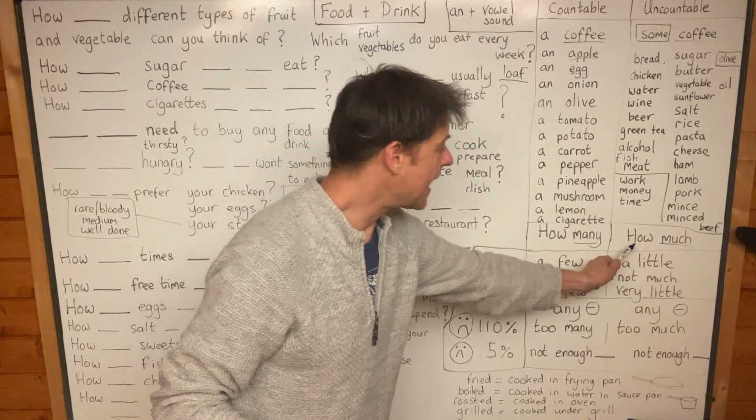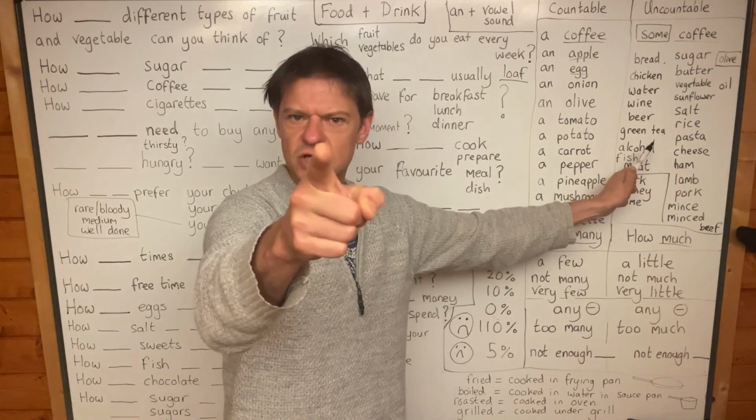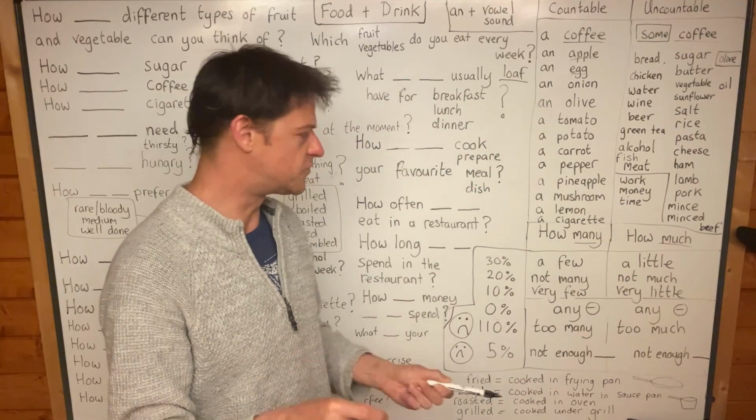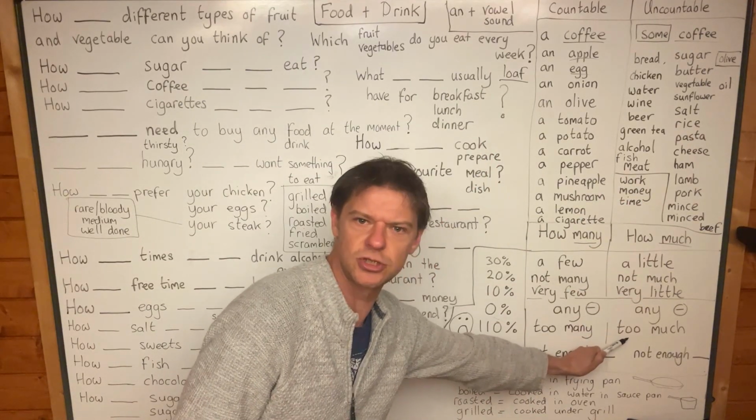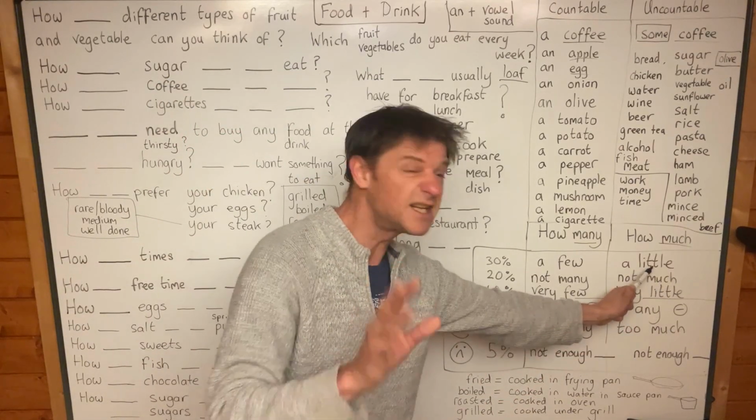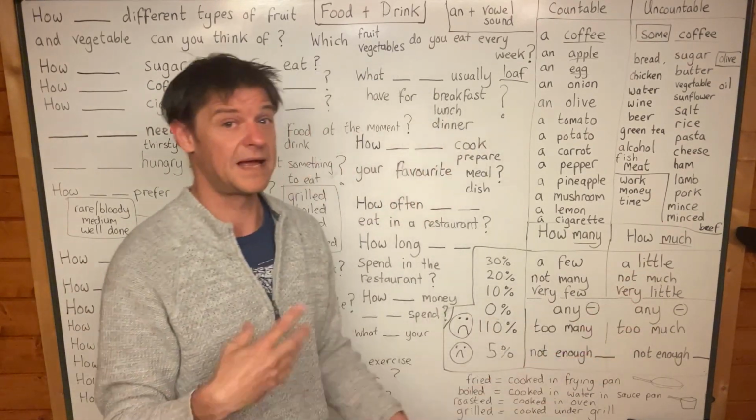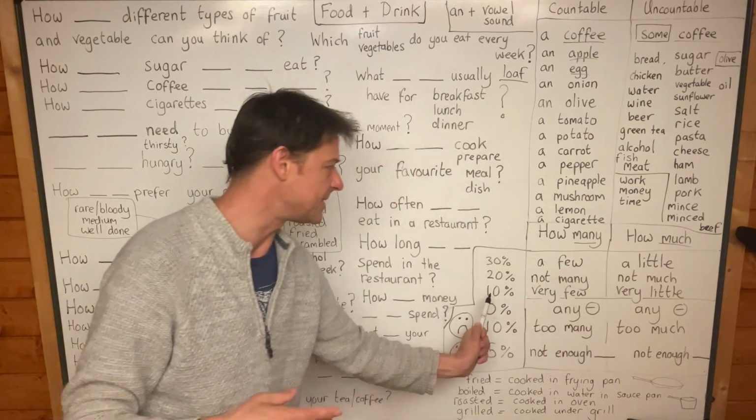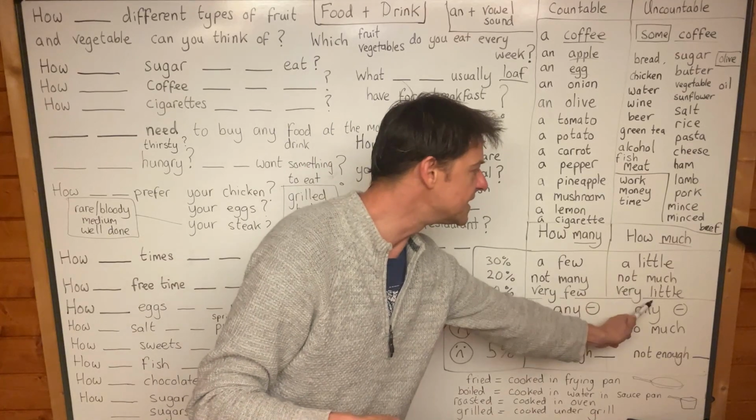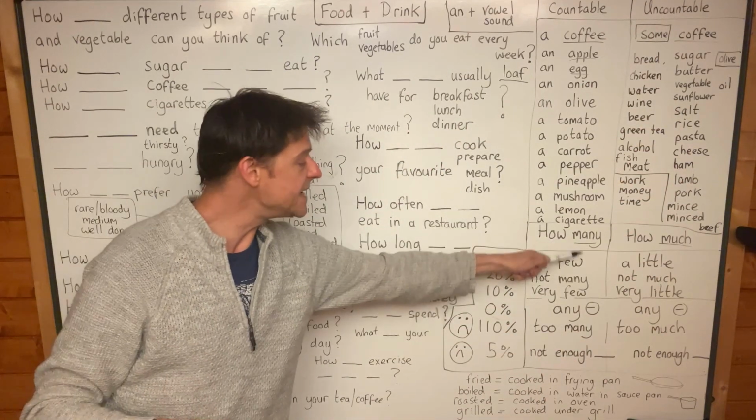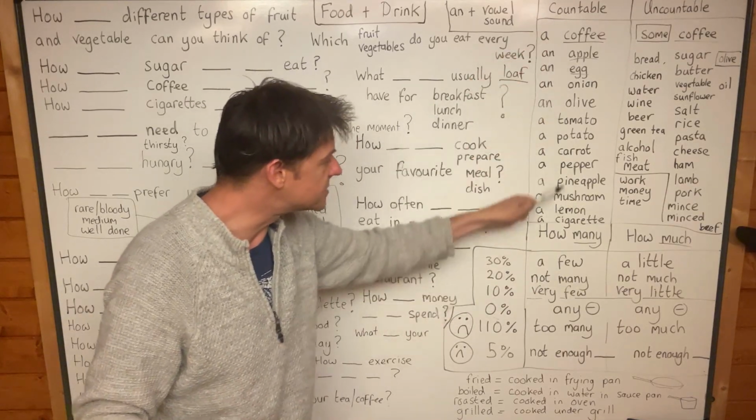We say, how much alcohol do you drink? Do you drink too much? Do you drink too much alcohol? Do you just drink a little alcohol? Maybe very little alcohol, maybe 10%. But use little and much for uncountable. Use many and few for countable.